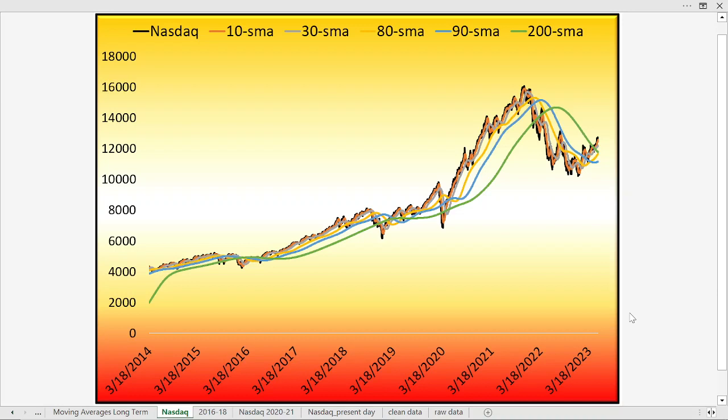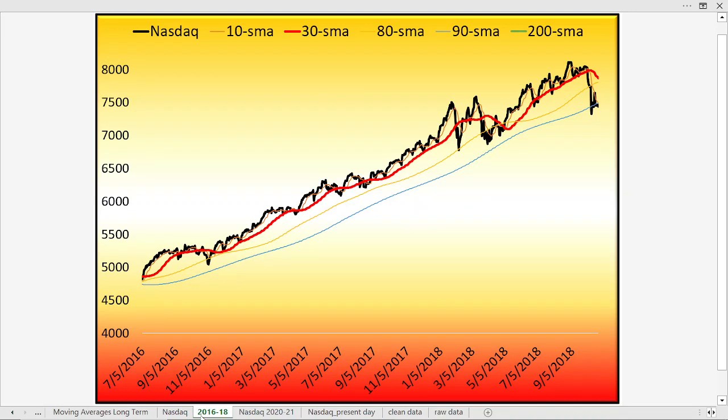Now, there's a number of different ways we can use moving averages. We can use it in a trend following system. We can look for crossovers, look for buy and sell signals. There's no end to the way we can use these. We're going to try to touch on just a few. Let's zoom in on the trending market, the uptrending market that occurred between 2016 and 2018.